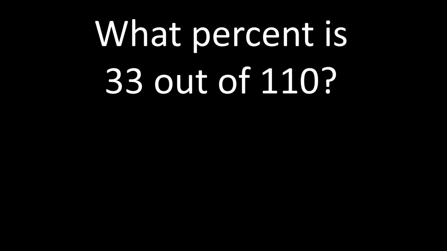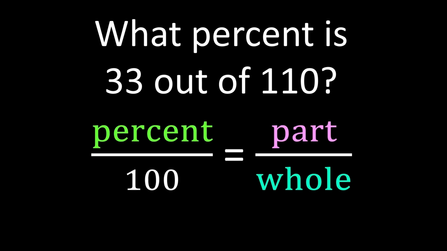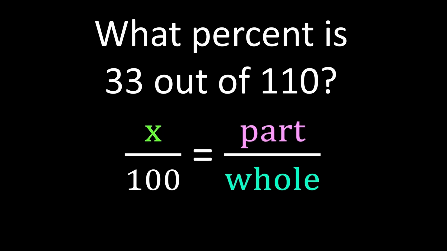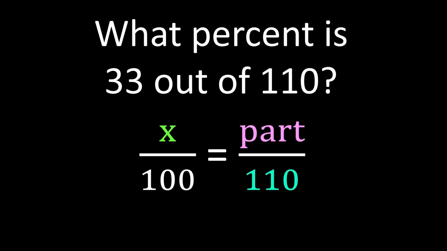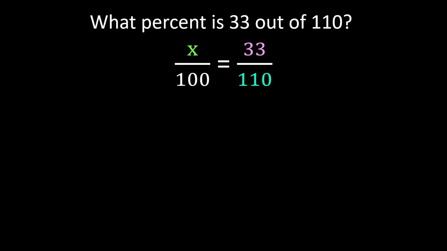What percent is 33 out of 110? And we're going to solve this using a proportion, which is our percent over 100 is equal to the part over the whole. Well, we're solving for the percent, so that's where our variable is going to need to go. And the question was, what percent is 33 out of 110? 110 is our total, so it has to be the whole, which makes 33 the part. Now we're solving the proportion x over 100 equals 33 over 110.